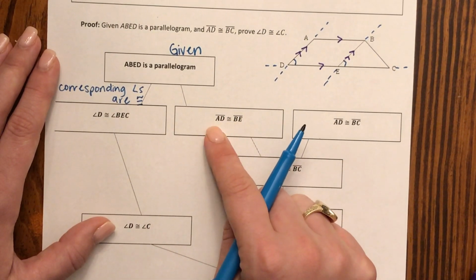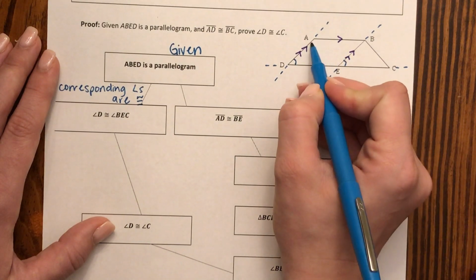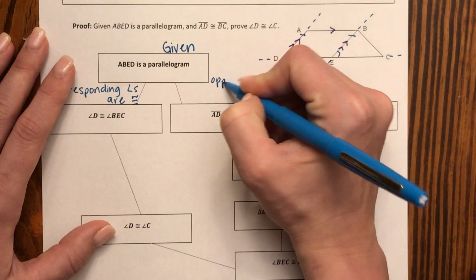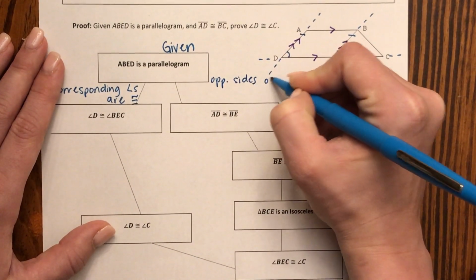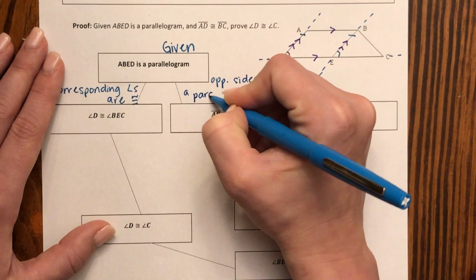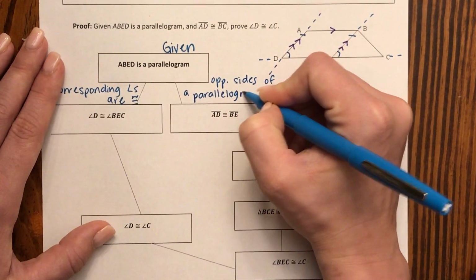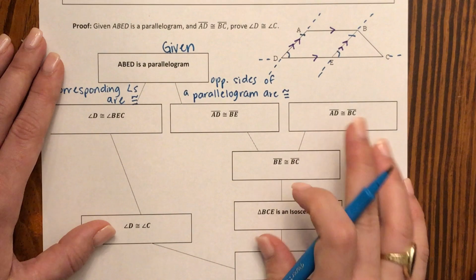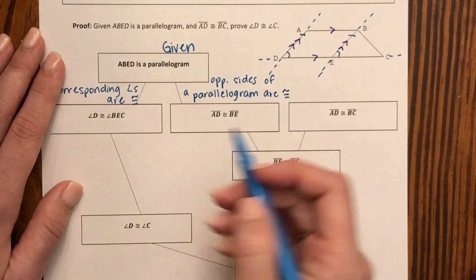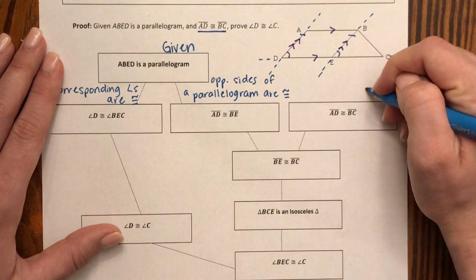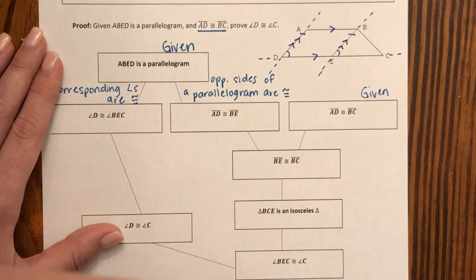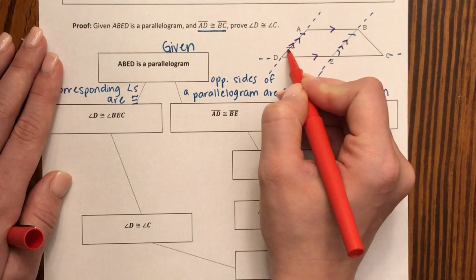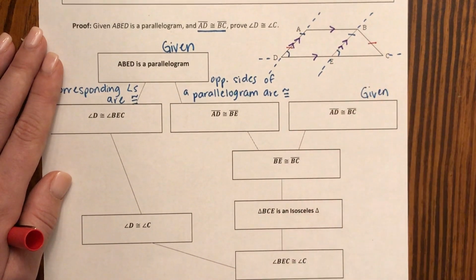It says AD is congruent to BE, so this and this are congruent. How do I know that? Well, because it's a parallelogram and opposite sides of a parallelogram are congruent. And then this last one says AD is congruent to BC. Notice that doesn't come from anywhere. That was given to us right here, so this is also given. And I'll label that with another color because things are getting kind of crazy. So this side and that side are congruent, but this side is also congruent to this side.